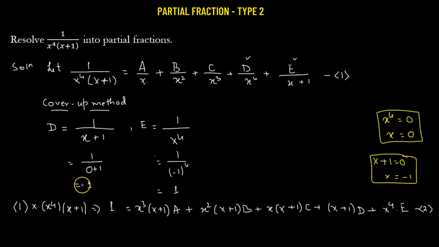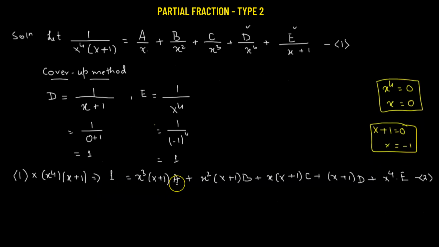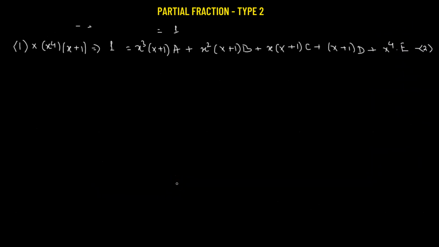We have already found out the value of d and e. Now our task is to find out the value of a, b, and c. Now clearly equation number 2, that's an identity in x. So here we have to take a few values of x. So let's say we take x equals to 2.